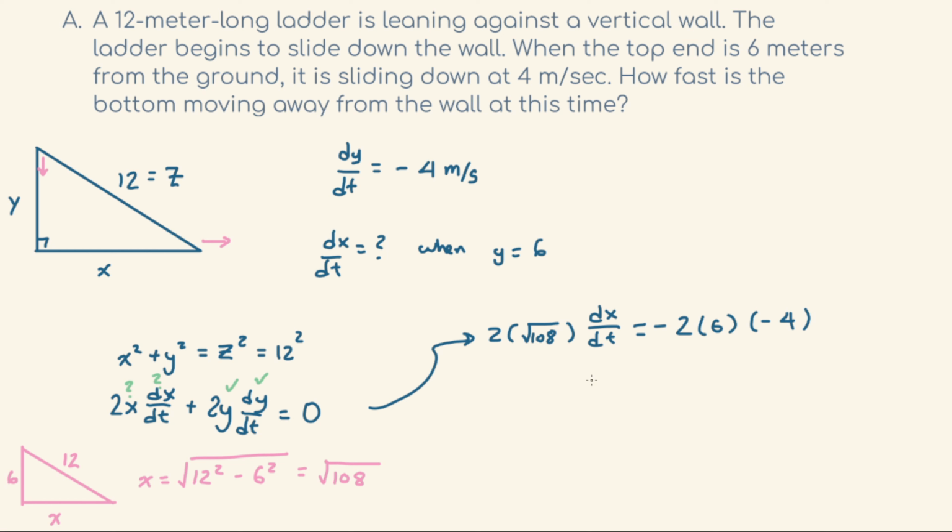And so finally, dx over dt is going to be equal to minus 2 times 6 times minus 4. Okay, let's put the brackets here, I guess. And that's all divided by 2 times the square root of 108. That's going to come out to approximately 2.31 meters per second. And that makes sense that it's positive because this x here, this length, is increasing. Okay, so that's the answer for question A.